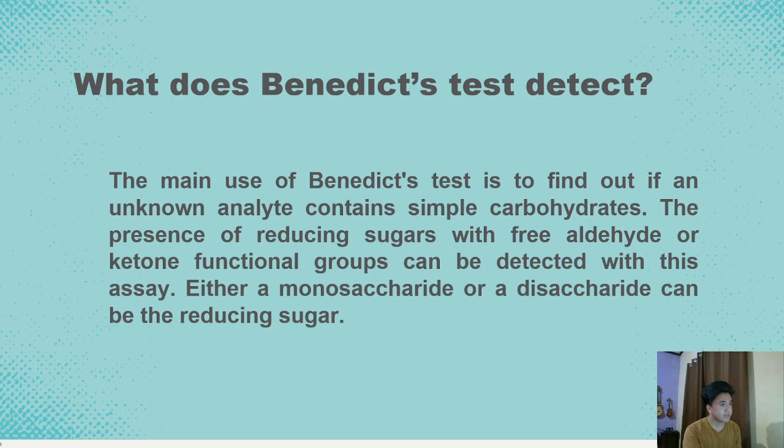So what does Benedict's test detect? The main use of Benedict's test is to find out if an unknown analyte contains simple carbohydrates. The presence of reducing sugars with free aldehyde or ketone functional groups can be detected with this assay. Either a monosaccharide or a disaccharide can be the reducing sugar.